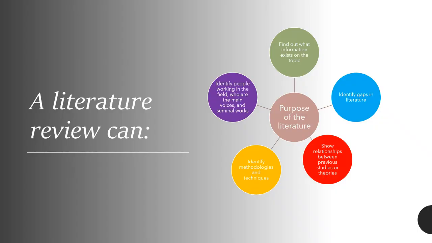All right, so what can a literature review do? It can find out what information exists on a topic. It can identify gaps in the literature. It can show relationships between previous studies or theories. It can identify methodologies and techniques that were used in previous studies. It can identify people working in the field who are the main voices and seminal works, or the people involved in the discourses on this topic.